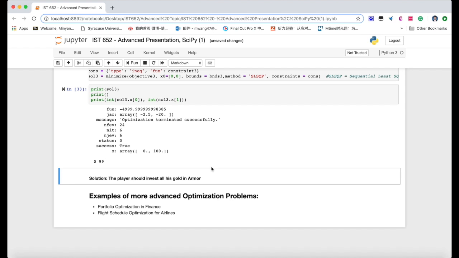The League of Legends optimization problem is just one of the very simple examples of optimization in the real world. In the financial area, the investor can use the Scipy optimization function for portfolio optimization given the different risk and return of different stocks. It can also be applied in the airline industry to optimize the flight schedule.